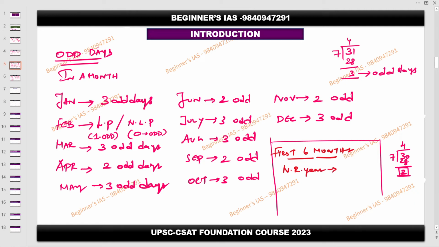See, a normal year, 6 months till June. 13 divided by 7, 6 odd days. So therefore, in a leap year, 0 odd days with respect to the first 6 months. Understood?